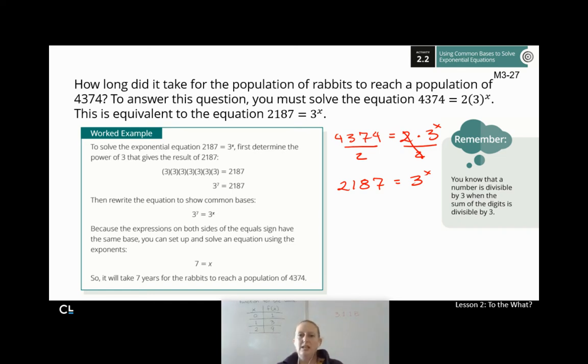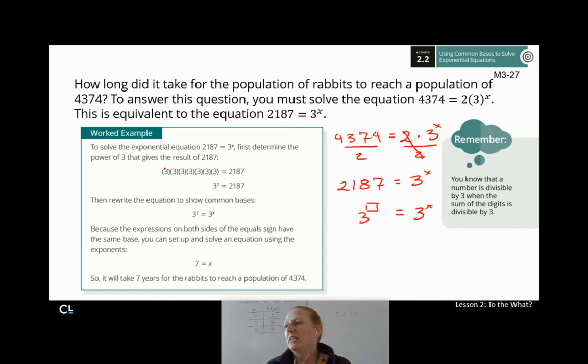Now, here's the thing. If I'm trying to find x, I'm trying to figure out 3 to what power would equal 2,187. So I'm trying to figure out what goes there. You know what? I played with this a little bit, and you may have to just play with it with your calculator a little bit.